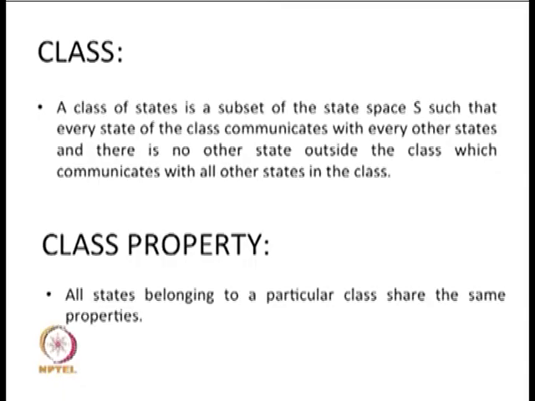Now, I am going to define the next concept called a class property. What is a class property? A class of states is a subset of the state space S such that every state of the class communicates with every other state, and there is no other state outside the class which communicates with all other states in the class.